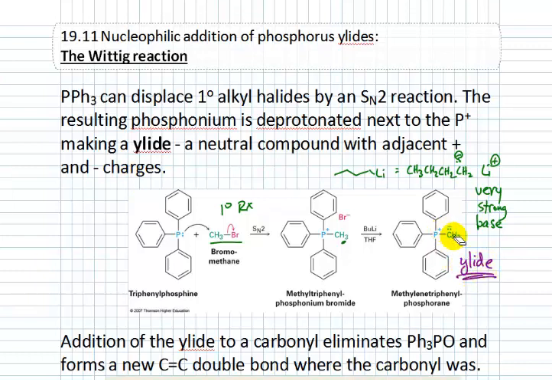Where I have a C minus next to a P plus. Okay? A compound that has adjacent positive and negative charges is in general called a ylide. But the reason we can have that is that C minus there, those 2 electrons can actually donate into that phosphorus right there, and phosphorus can expand its octet, and then that charge can be distributed through those benzene rings. Okay? So this is a stabilized C minus, essentially.